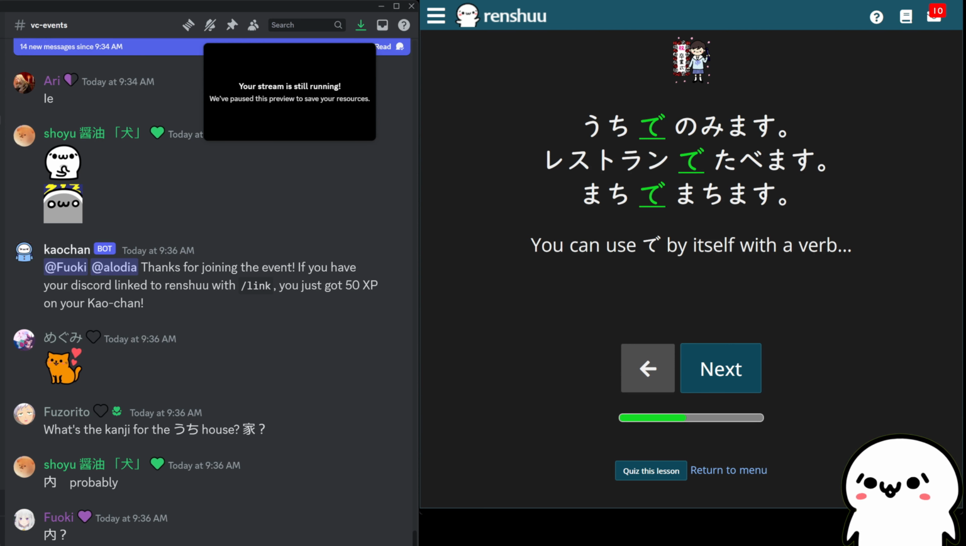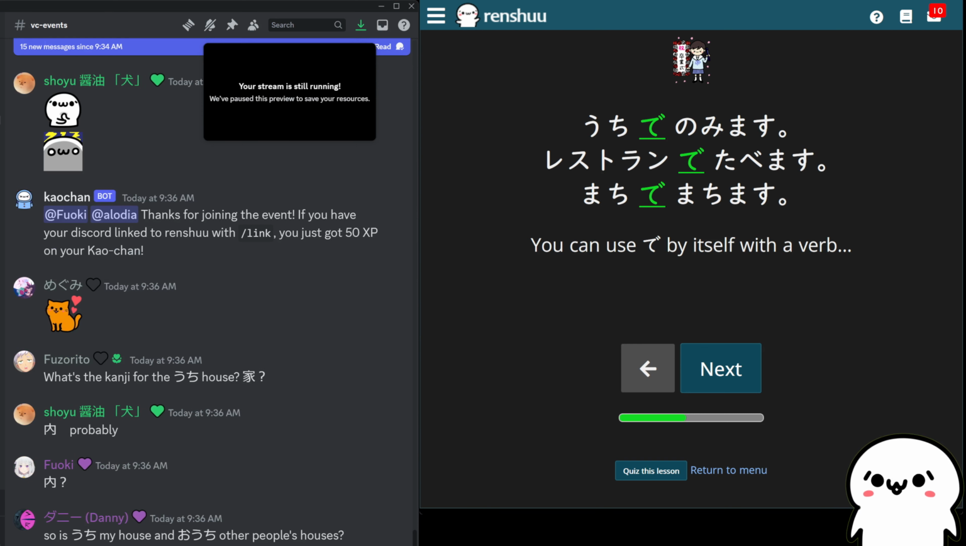And Shoyu is correct. It is Uchi. Well, of course it's Uchi because you're asking for Uchi. Ochi is usually, yeah, you use the more polite form when you're talking about other people's houses sometimes. And then Uchi is more for your house. That's a very good question.